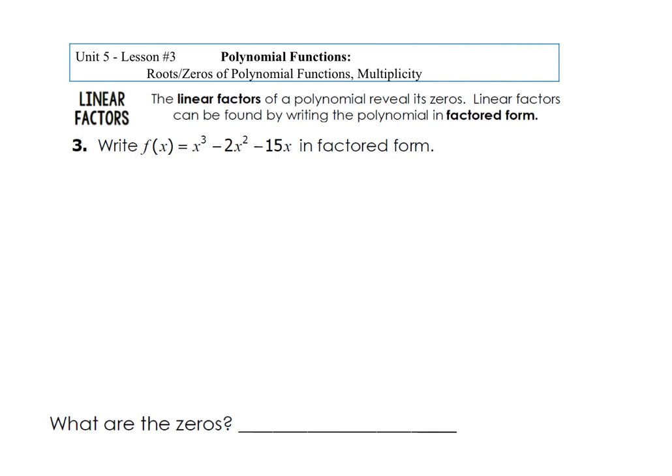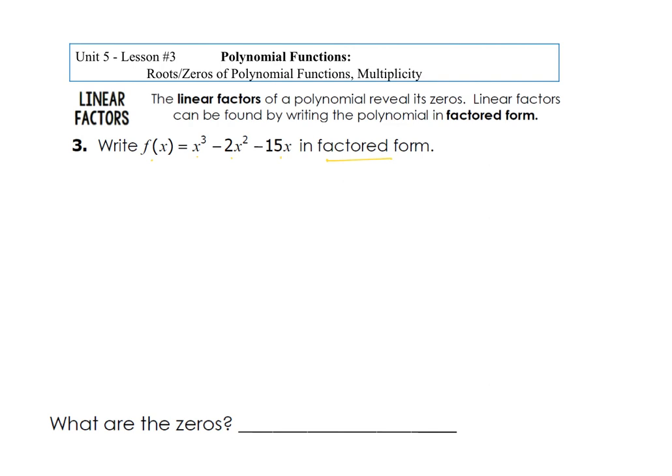Another way to find out where a function crosses the x-axis is by factoring, and we did a lot of that with quadratics. We can factor polynomials lots of different ways, but let's start off, and it'll be very similar to what we've been doing, with just a little bit of a change for our factoring here. So it says write f of x equals x cubed minus 2x squared minus 15x in factored form. And then we'll pull the zeros from the factored form by t-barring it. Yeah, you heard me, t-bar. We're going to do it.